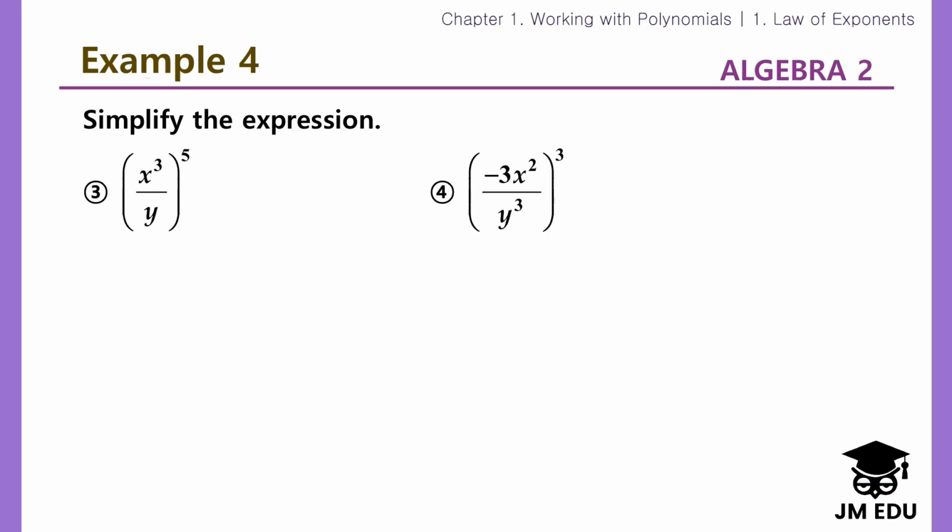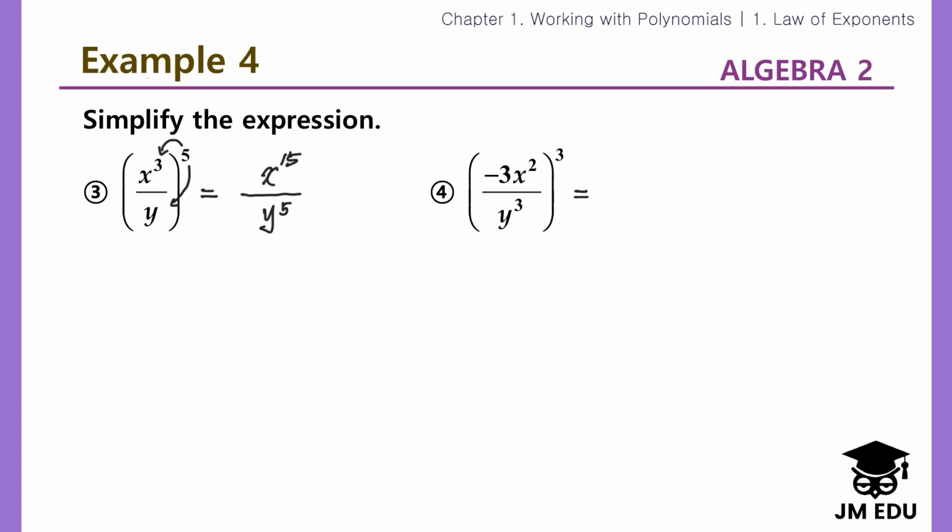Number 3. Number 3 is 5 times 3, that's x to the power of 15, and 5 times 1, that's y to the 5. That's it.